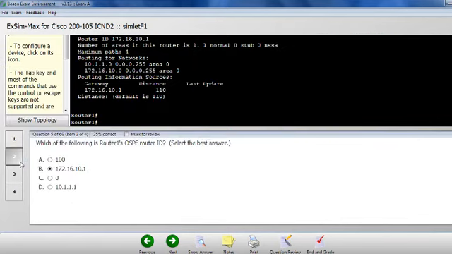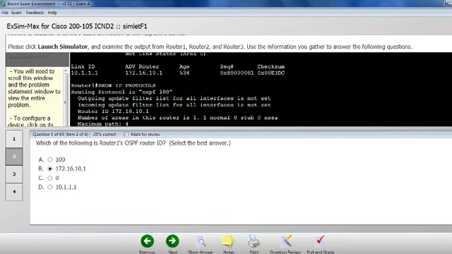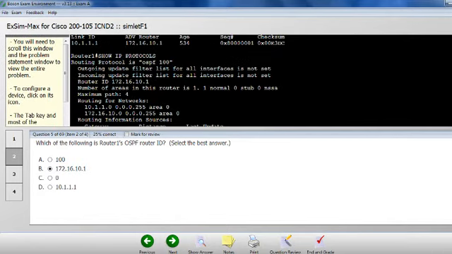Okay, now we're going to go to question number 2. Which of the following is router 1's OSPF router ID? The router ID is the highest loopback interface, and if no loopback interface is configured, then you would take the highest active IP address, right? 172.16.10.1. That would be the router ID. Which of the following is your router ID? This indicates specifically in this section right here, 172.16.10.1. I'm going to tell it show answer, and we got that correct.